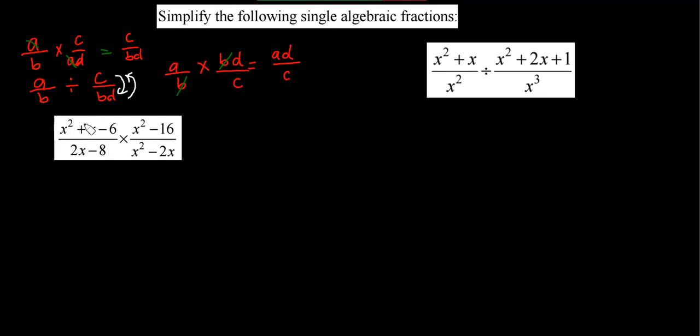Here, we have x squared plus x minus 6, over 2x minus 8, times x squared minus 16, over x squared minus 2x. What do we need to do? Factorize all. You must factorize them separately.